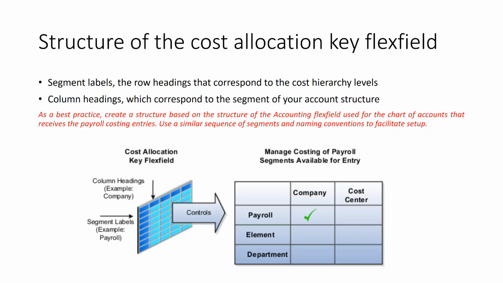Now I have added this slide just to give a better understanding of the segment level, how the row heading happens, and how the column heading happens for the cost allocation key flexfield, so that you can refer to this later. If you see the matrix, in the first column there is payroll, element, and department. These are the various levels on which you can do the costing. Which level to do the costing for what element entirely depends on your business decision.